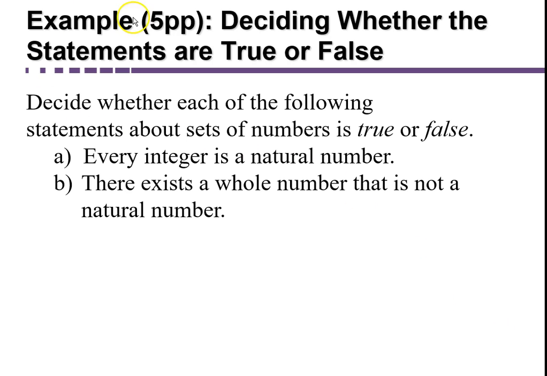Now, here we want in example 5 to decide whether the statements are true or false. And as we read them, every integer is a natural number. Now, every is a universal quantifier. Is every integer a natural number? No, there are lots of integers that are not natural numbers. So this is false. And again, you want to know why to be able to defend it.